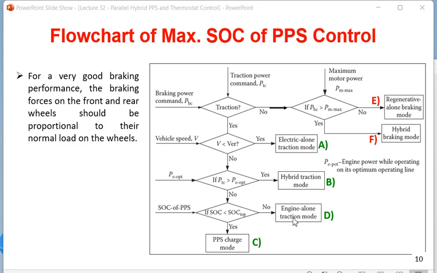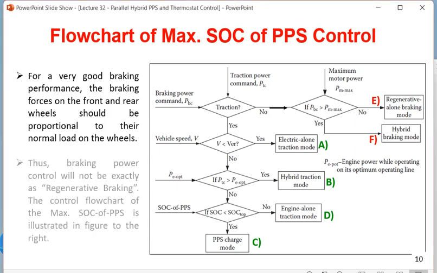So for a very good braking performance, the braking forces on the front and rear wheels should be proportional to their normal load on the wheels. This is what they are saying about the wheel itself or the braking itself. Braking power control will not be exactly as regenerative. The control flow chart of the max SOC of PPS is illustrated in the figure.